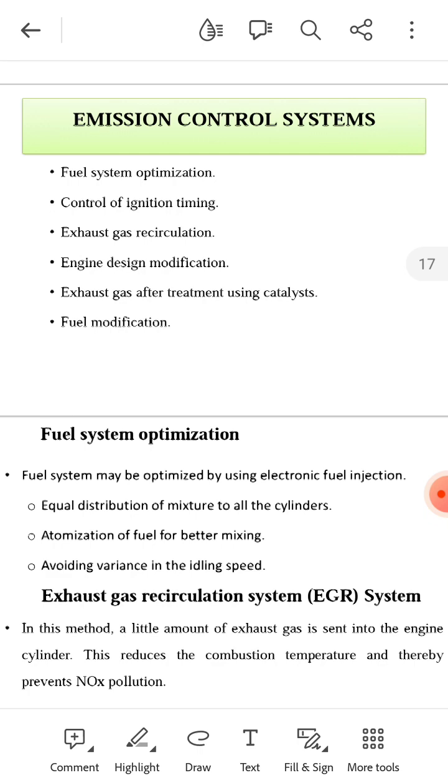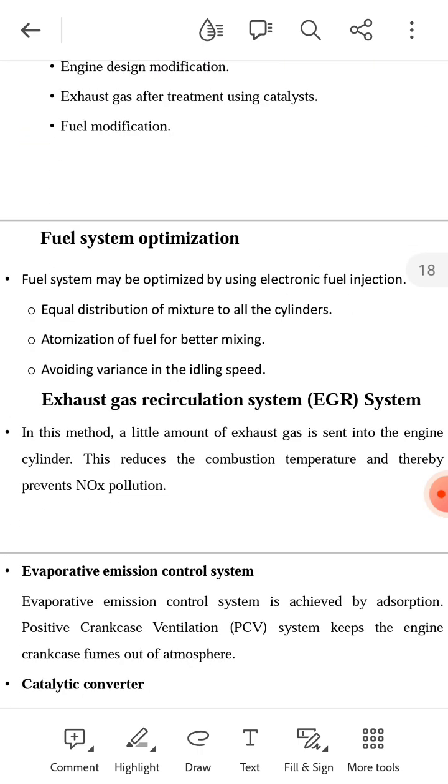Then the exhaust gas recirculation system, that is the EGR system. In this method, a small amount of exhaust gas is sent into the engine cylinder. This reduces the combustion temperature and thereby prevents NOx pollution. Evaporative emission control system: this is achieved by absorption. The positive crankcase ventilation system keeps the engine crankcase fumes out of the atmosphere.